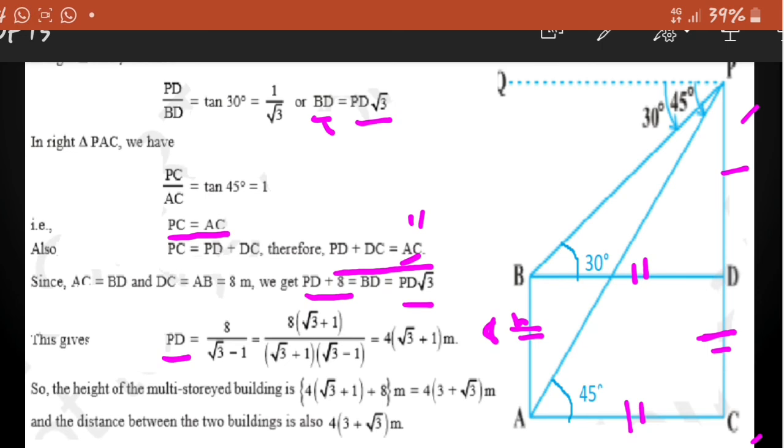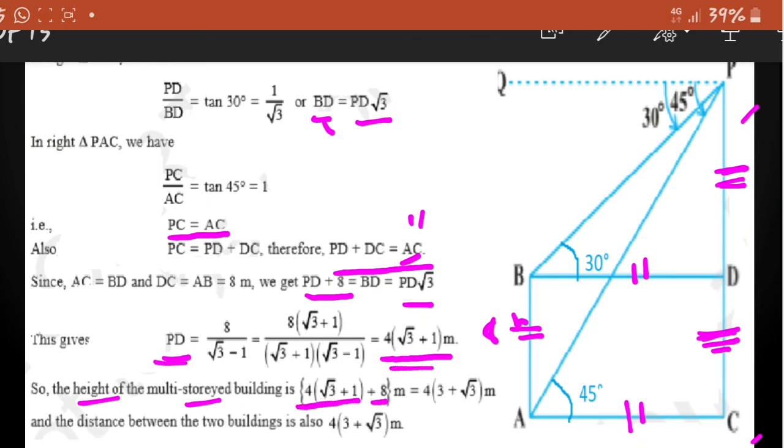From here you can find the value of PD, that means this length PD. After calculation you will get the value 4 into root 3 plus 1. I have to find the value of PC, right? So if you add PD with DC, that means 8 meter, you will get the value of PC. That means the height of the multi-story building will be 8 plus the value of PD.